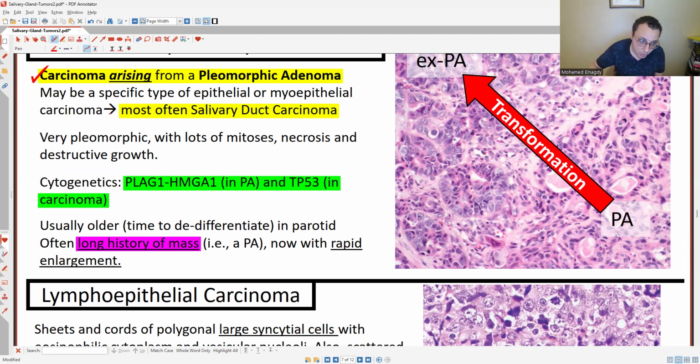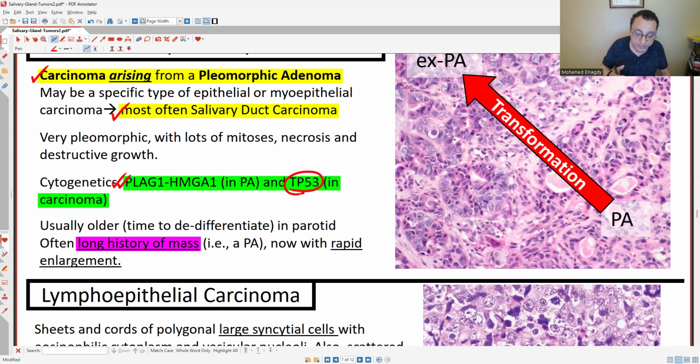And most often it's arising from the ductular elements. So it's most often salivary duct carcinoma. And the cytogenetics here is very important because you still have the BLAG1 HMGA mutation, which is BLAG1 PLA, pleomorphic adenoma. That's the benign type. And then the malignant transformation arises due to de novo TP53 mutation.